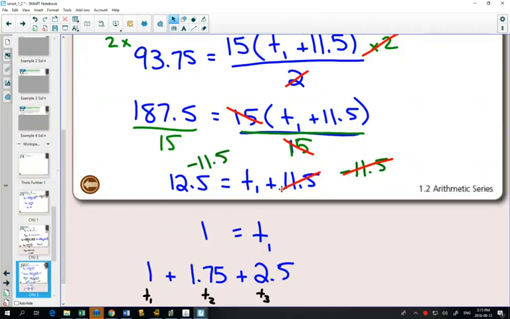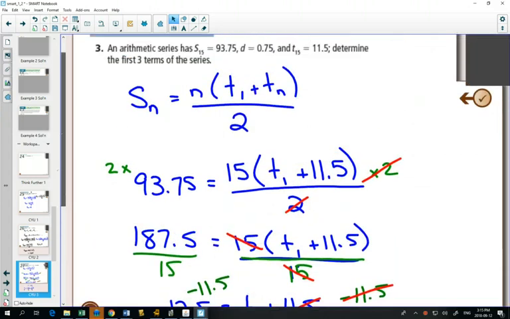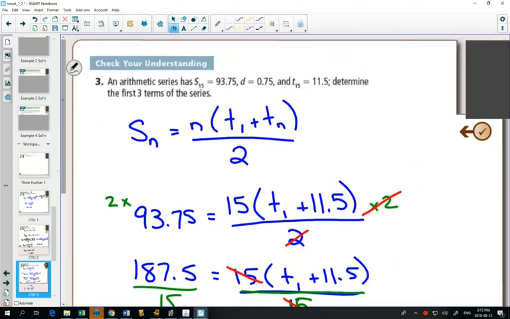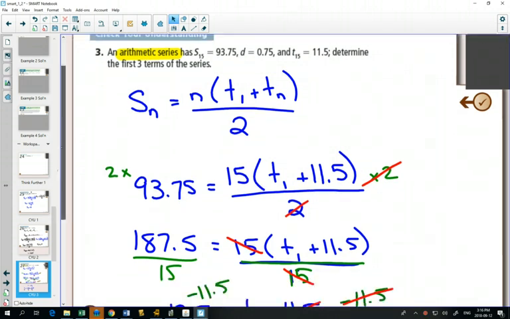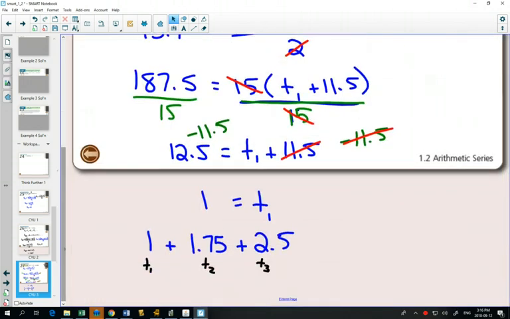A little note about language. In this question, it said arithmetic series. Whenever we use series, we add in between. Whenever we use sequence, we put a comma in between. A series is adding up a sequence. That's the definition of a series. So when it says determine the first 3 terms of the series, that's why it's written with a plus sign in between rather than just commas.